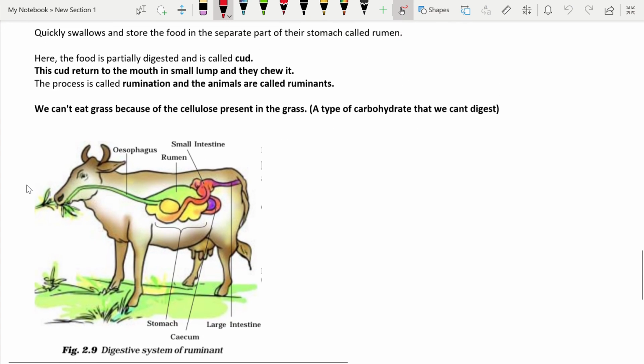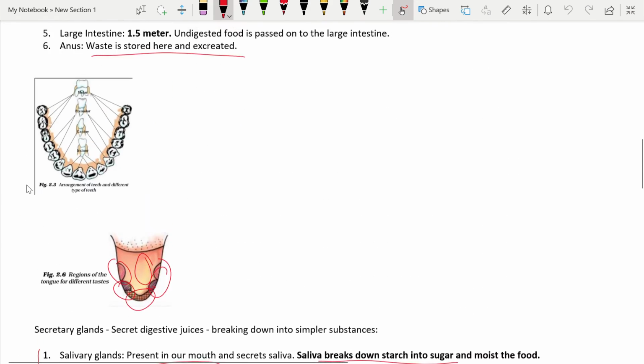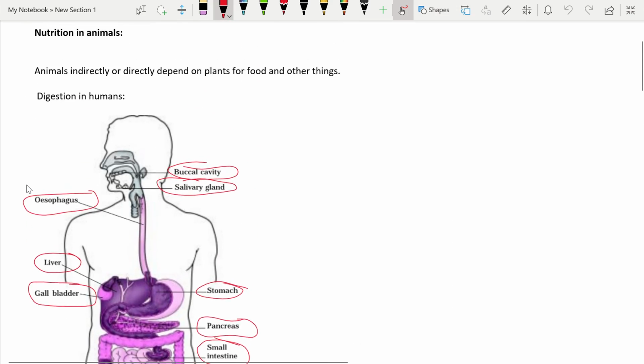So that's our chapter right there. It has a few important points, but it is very easy to remember.